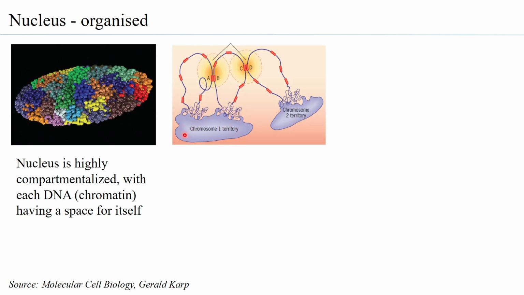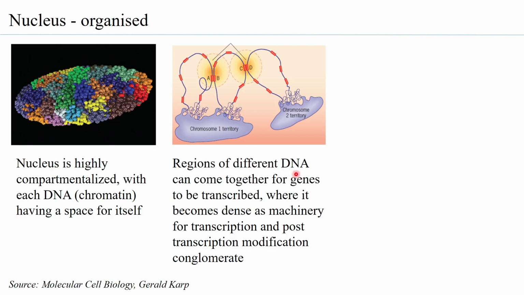So if this is the territory of chromosome 1, and this is the territory of chromosome 2, there is no rule suggesting that DNA from these two territories do not meet. They can meet, and where they are meeting, you can have genes getting expressed for a particular role. So two different genes on two different chromosomes can be expressed at the same time because the requirement is so. That is another thing. Regions of different DNA can come together for genes to be transcribed, where it becomes dense with machinery for transcription and post-transcription modifications. They come together.